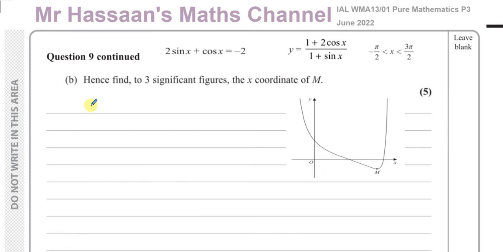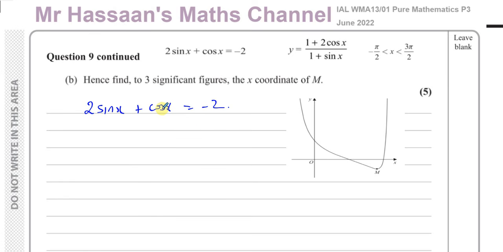So we have to basically solve this equation: 2 sine x plus cosine x equals -2. Now to solve this equation, this is one of those types of equations where you don't have sine squared or cosine squared. You can't make it into a quadratic very easily, so you can't use that. They're the same angle, so you can't use the factor formula, which is for different angles.